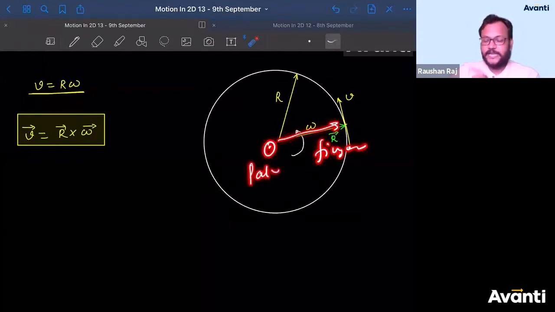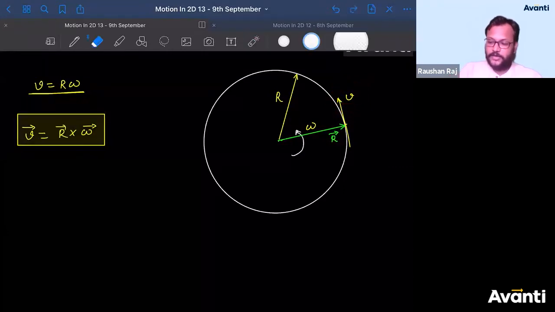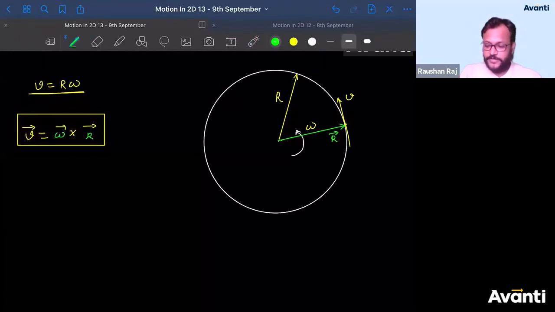Tell me, in which direction will the thumb point? Upward or downward? It is downward. But we have got velocity as up. Then what is wrong here? Yes, there is something wrong. R will not come first here. It will not be R into omega, but it will be omega into R.